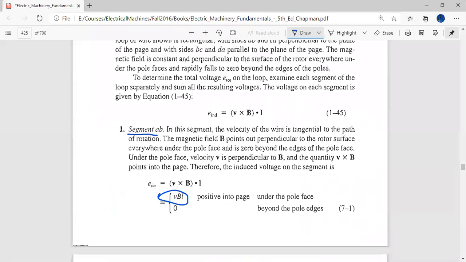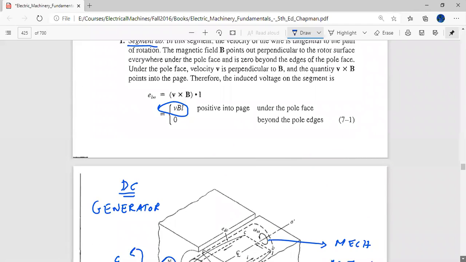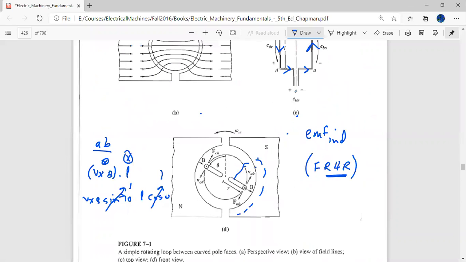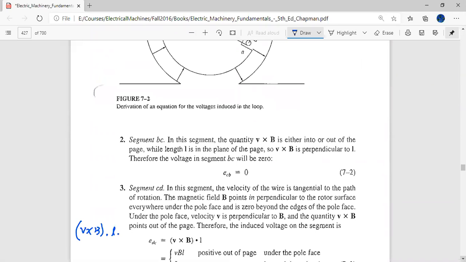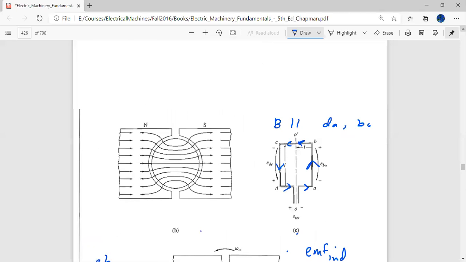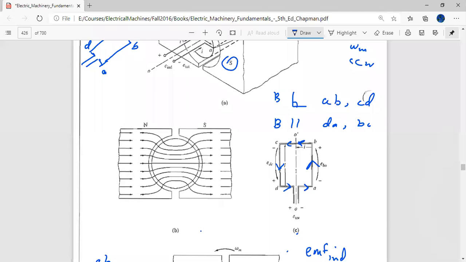Okay. Now look at the next segment. In the next segment, we look at the BC segment. This is the segment number BC. And in the segment BC, I know that, look at the front end view.